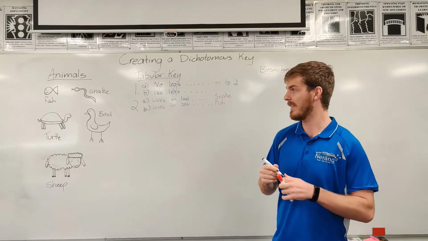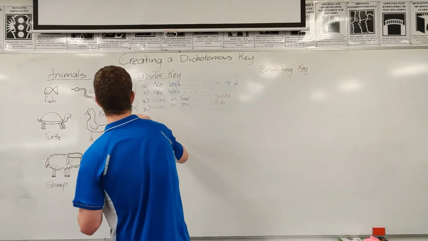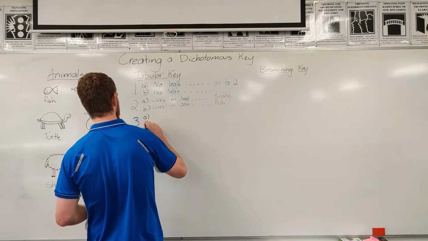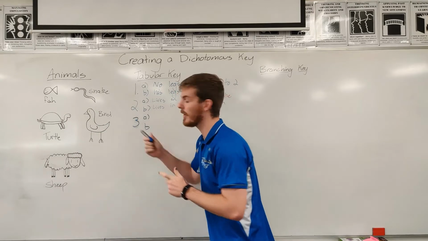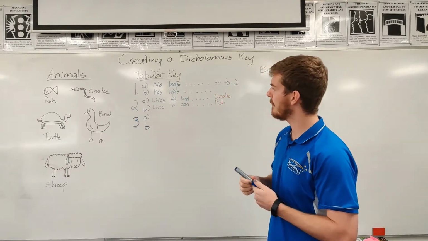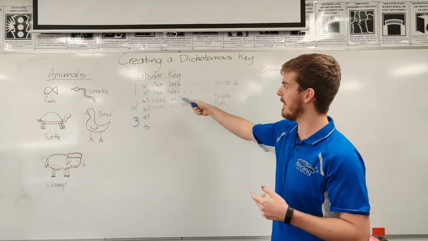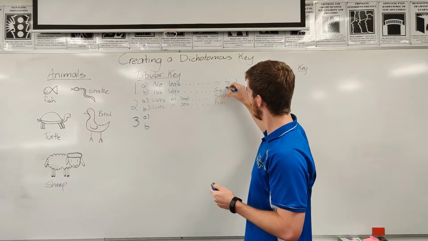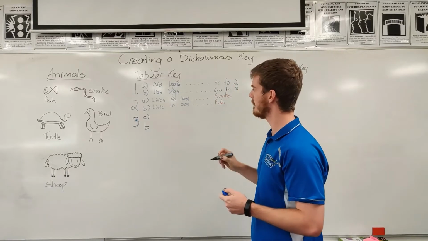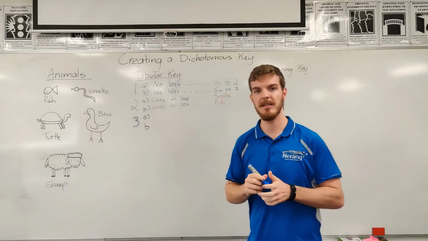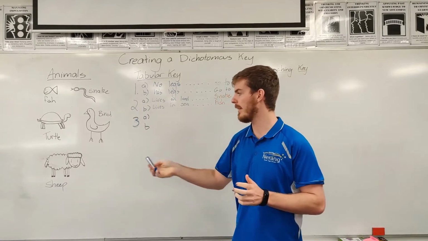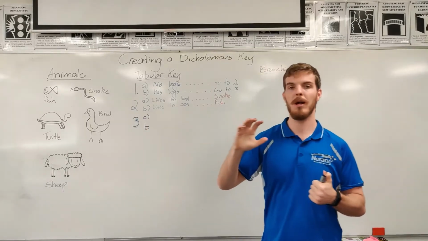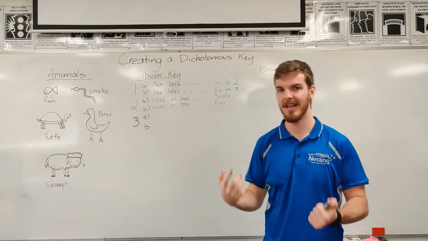We go on to our next letter, which is 3. Alright, so 3A and 3B. Now, there's nothing to jump from there. So if it has legs, we say go to 3. So we've got 3 species left. We've got turtle, bird, and sheep. So the idea is that from this one, we're able to isolate one of the animals.